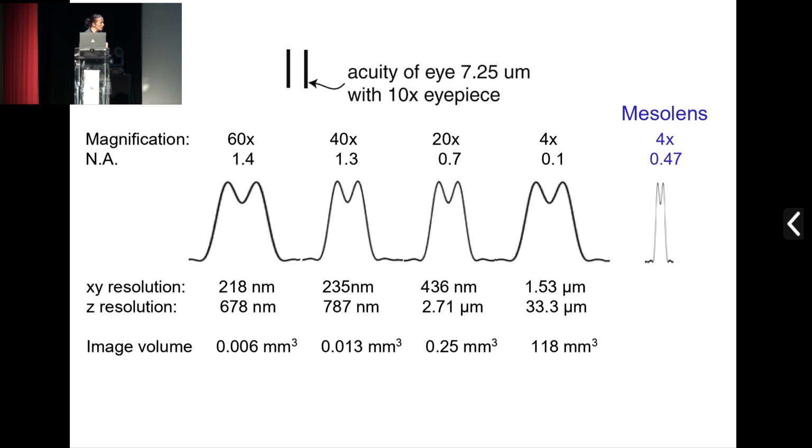So we approached this problem by looking at the Rayleigh resolution profile of these objective lenses and seeing what we could do to improve it. This is the Rayleigh resolution profile of the Mesolens shown to scale next to the classical objectives. We've designed it to have a low magnification and high numerical aperture. What that means is we've got a large volume of capture and subcellular resolution throughout that large tissue volume.